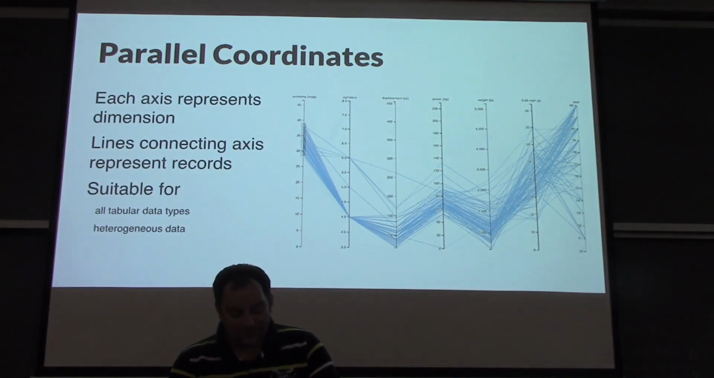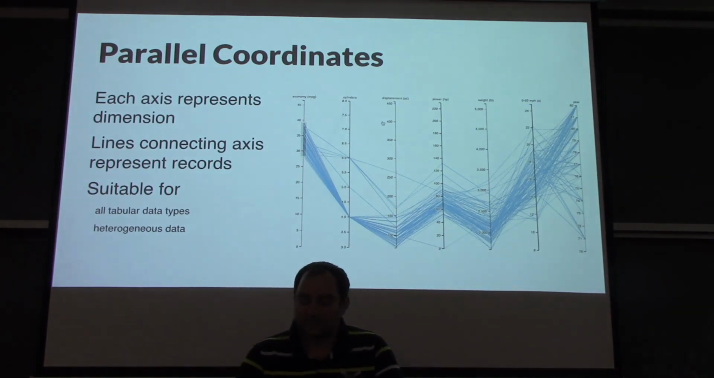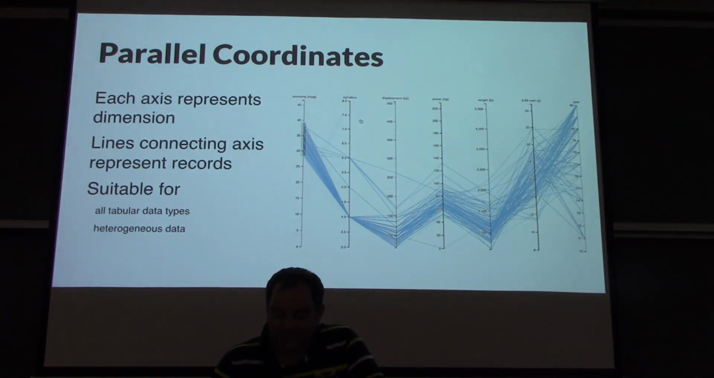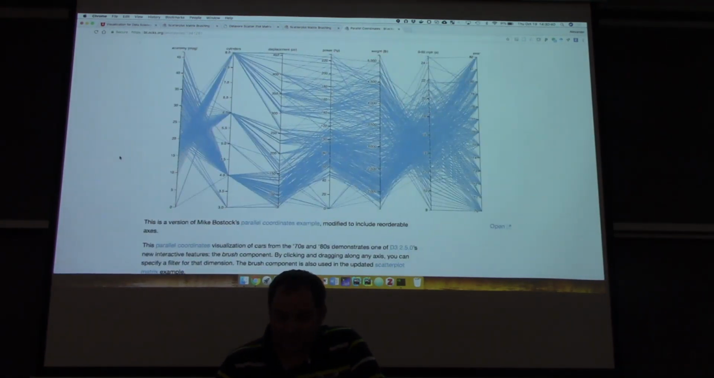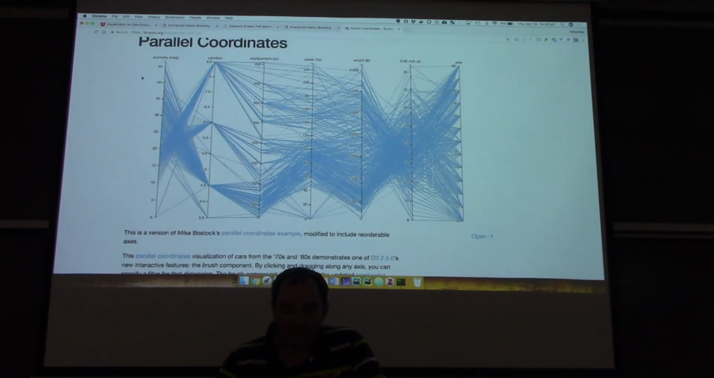Here we see an example, again for the cars data set. I showed this before, but now let's talk about it a little bit more formally. So what can we see here in the relationship between miles per gallon and number of cylinders?